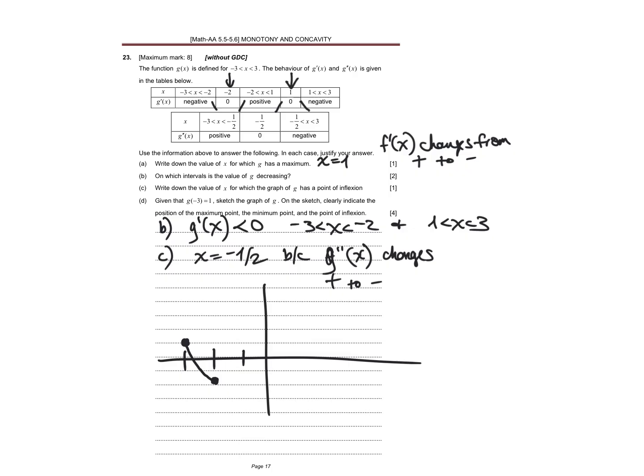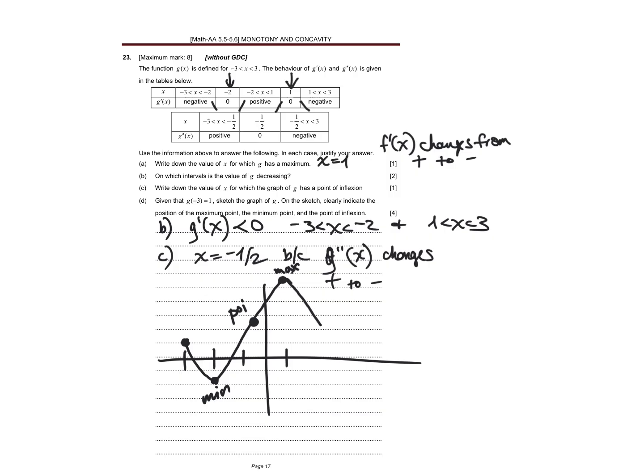Wait a minute, I read -1, it's +1. Okay, so here it's going up. So at +1 here, it's a maximum. And at -1/2, it's a point of inflection. Okay, so min, max, and then it goes from 1 to 3, it's going back down.